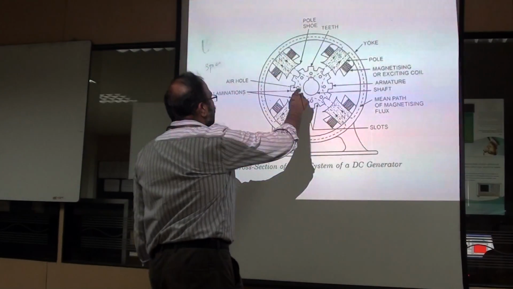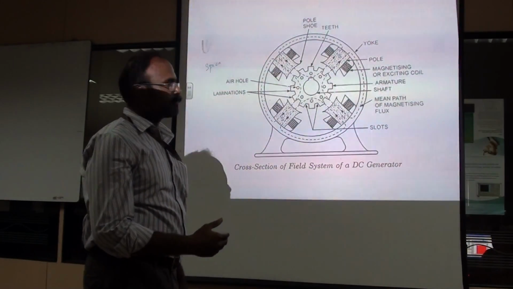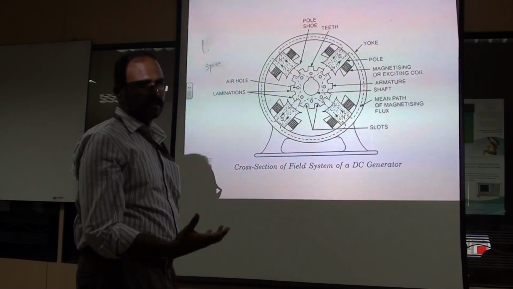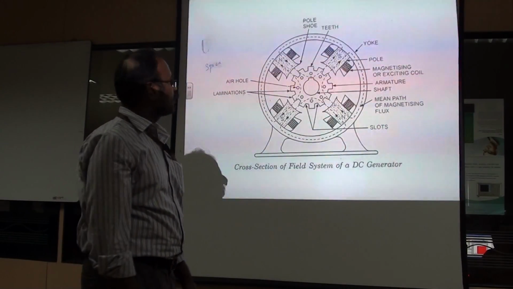And these are the air holes, for the cool atmospheric air to pass through, and thereby take away the heat produced when the generator is heavily loaded.